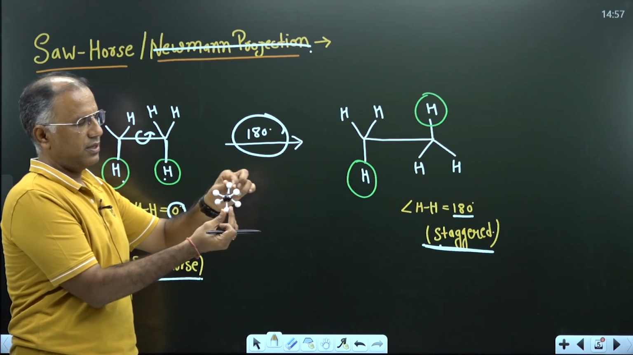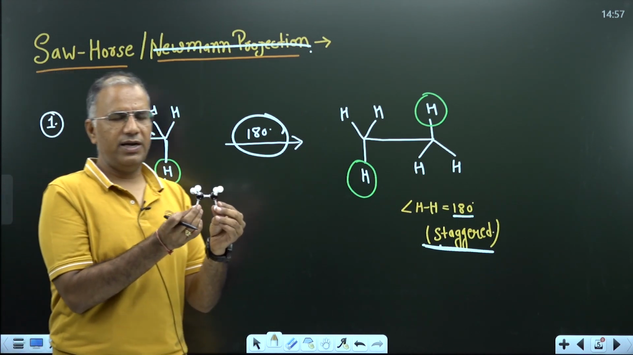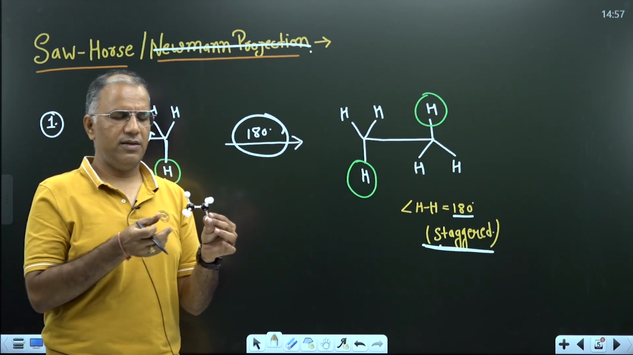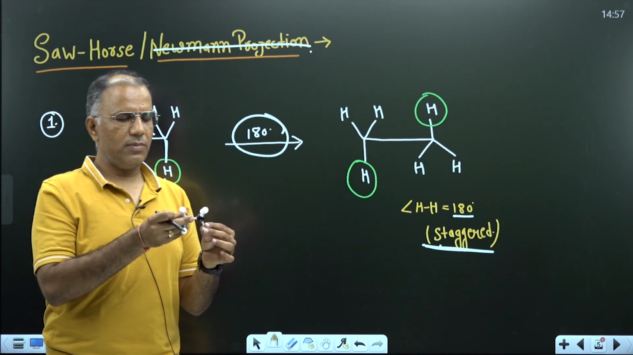This is eclipsed, this is staggered. You can see from a different angle. This is eclipsed, this is our staggered. Got it?